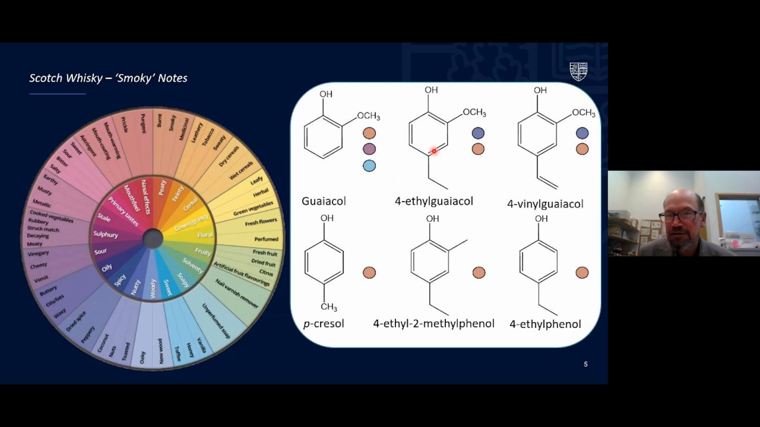And on the right hand side of the slide, you can see that there's a number of chemical species that are drawn up, all based on phenol, so C6H5OH, so it's a benzene ring with a hydroxyl group off it, with various other substituents. And it's these phenols or phenolic compounds that are believed to create these smoky aromas and tastes in Scotch whisky.